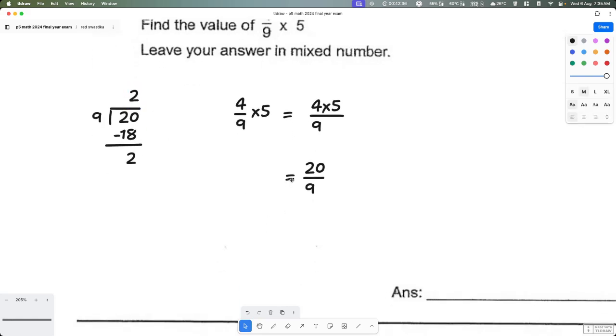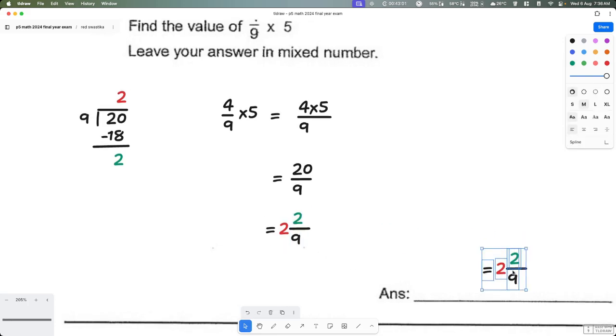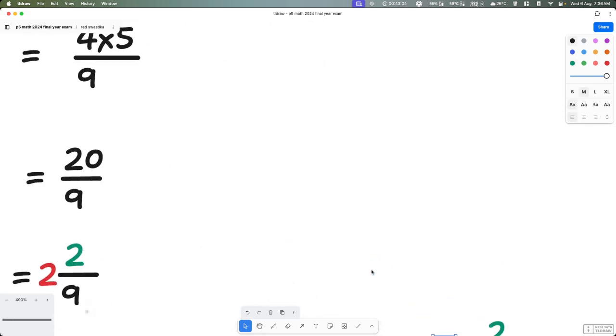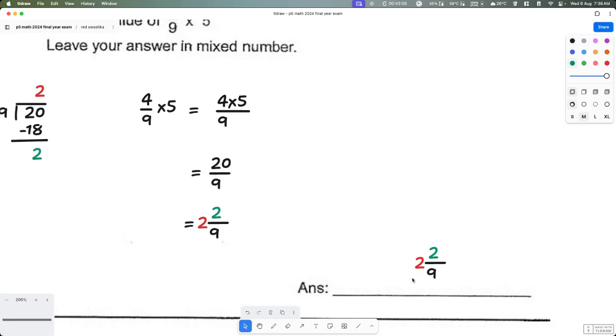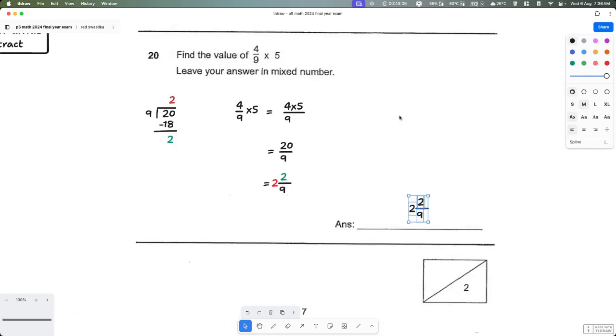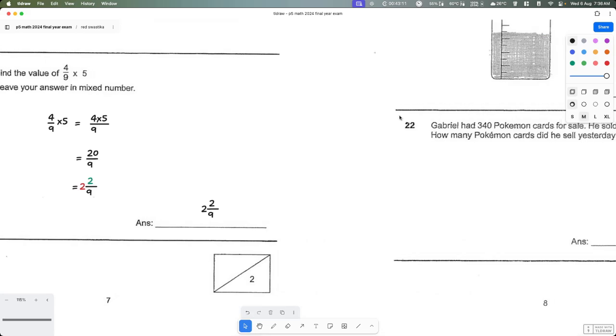Let me make this 2 red, and then make this 2 green, so that when you put the equal sign, this will become 2, 2 out of 9. 20 out of 9 is just 2 and 2 out of 9. There you go, that's the answer. Remove the brackets and put this all in black. That's it. Let's move on to the next question.